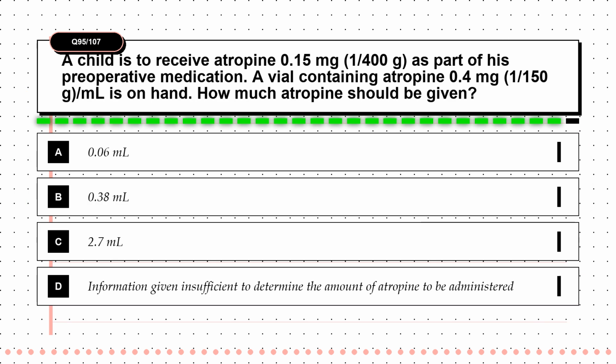Question 95. A child is to receive atropine 0.15 mg as part of his preoperative medication. A vial containing atropine 0.4 mg per ml is on hand. How much atropine should be given? Here are the options. Option A, 0.06 ml. Option B, 0.38 ml. Option C, 2.7 ml. Option D, information given insufficient to determine the amount of atropine to be administered.